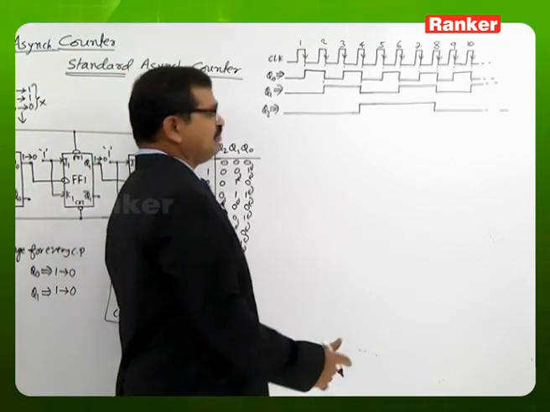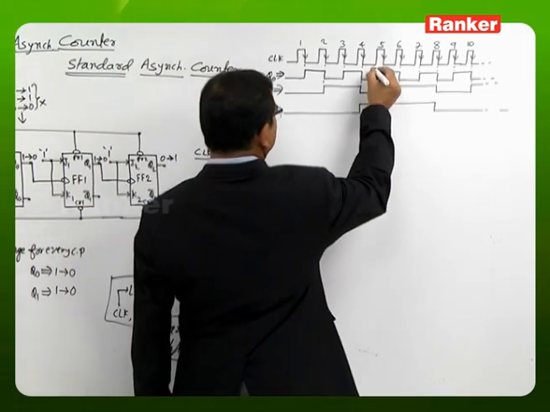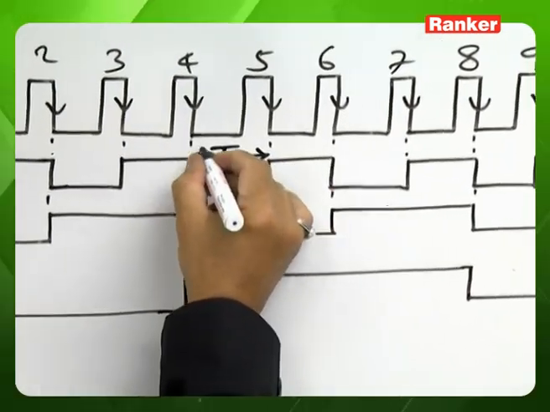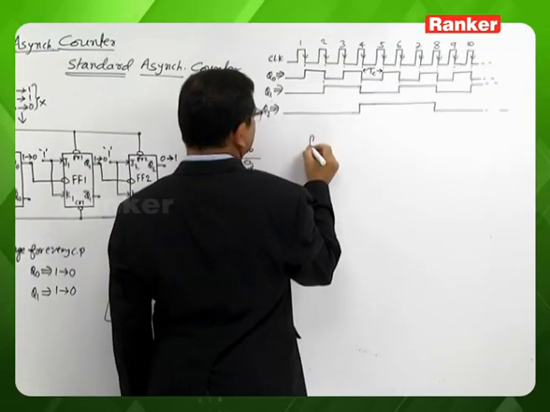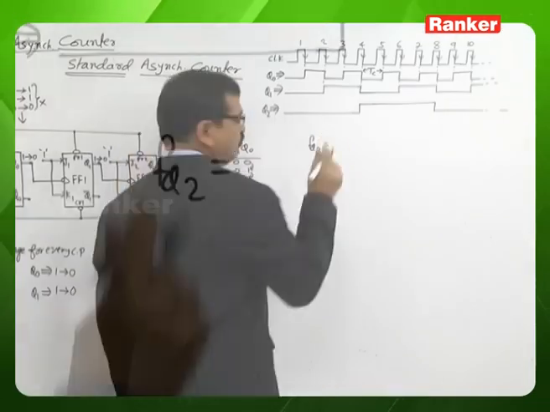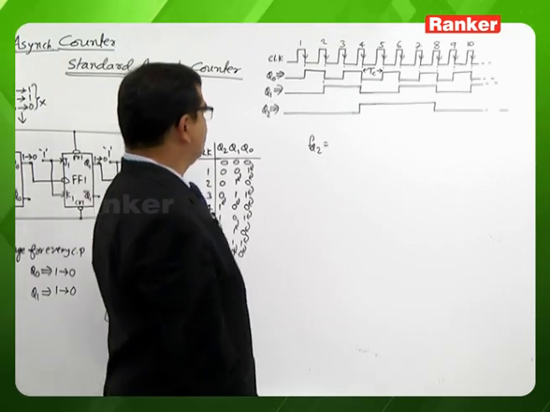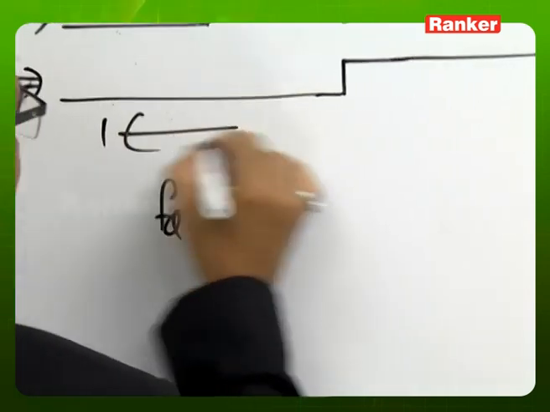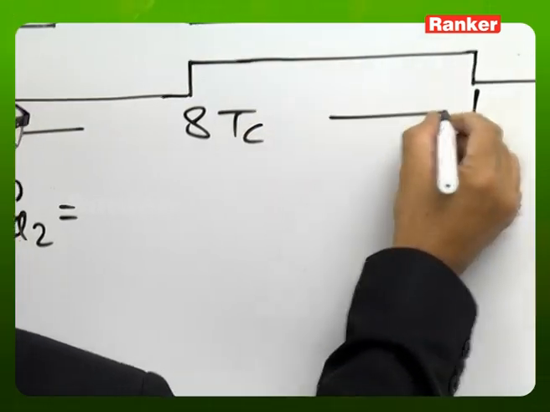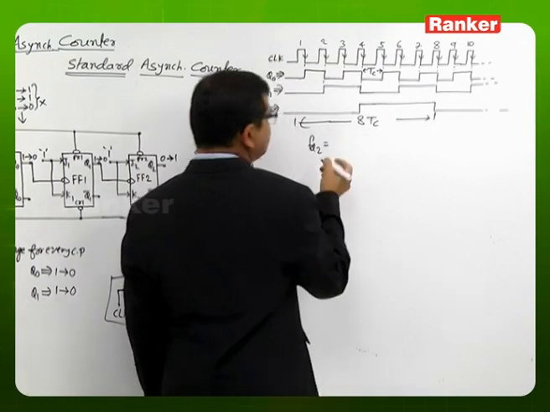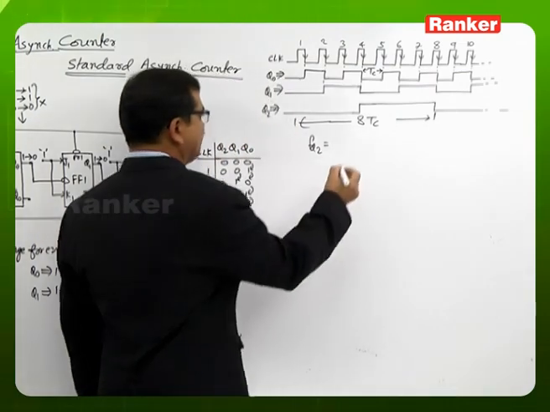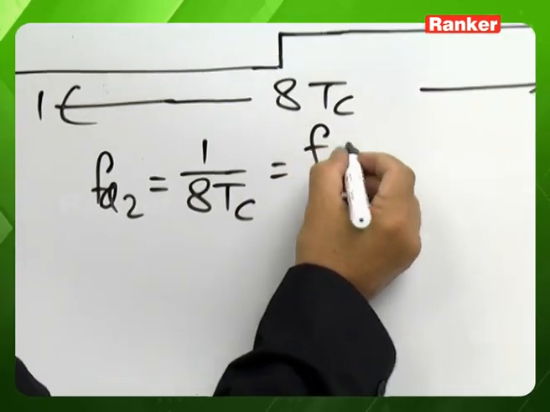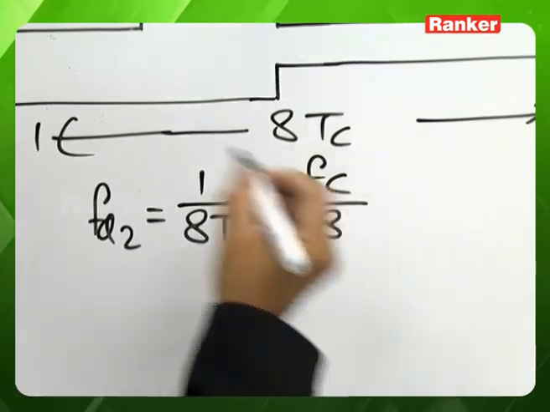If we look at the repetition time at the flip-flop 2 output, consider the clock repetition time is Tc. The repetition time at the flip-flop 2 output will be 8 into Tc. So based on this, the frequency of the flip-flop 2 comes to be 1 upon 8 into Tc. So it is the clock frequency by 8.